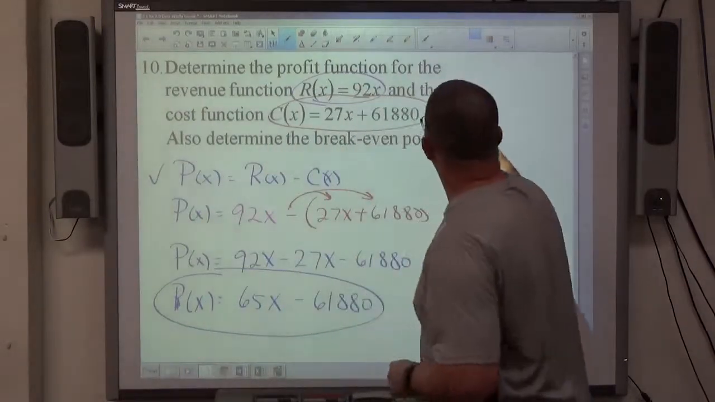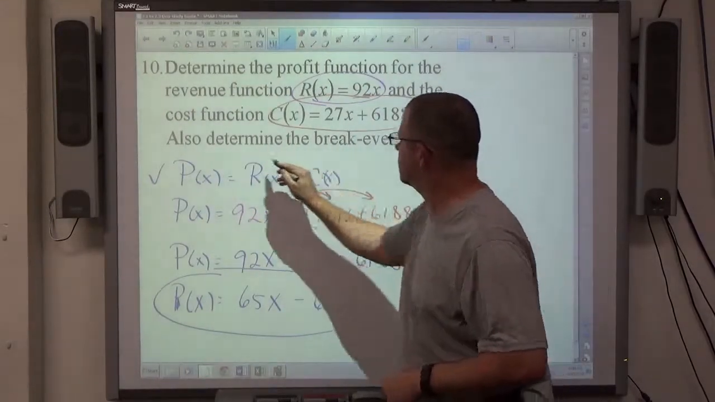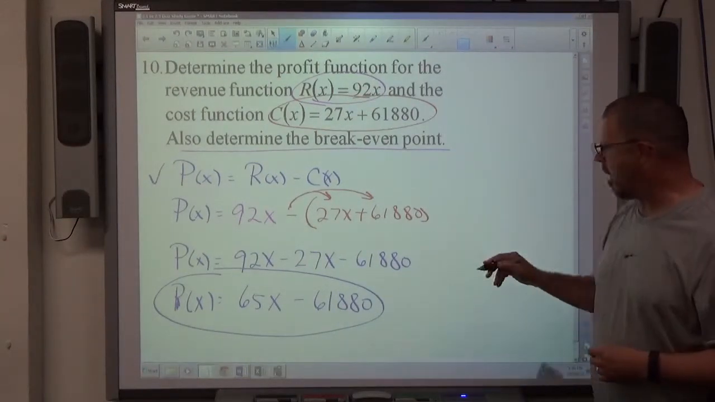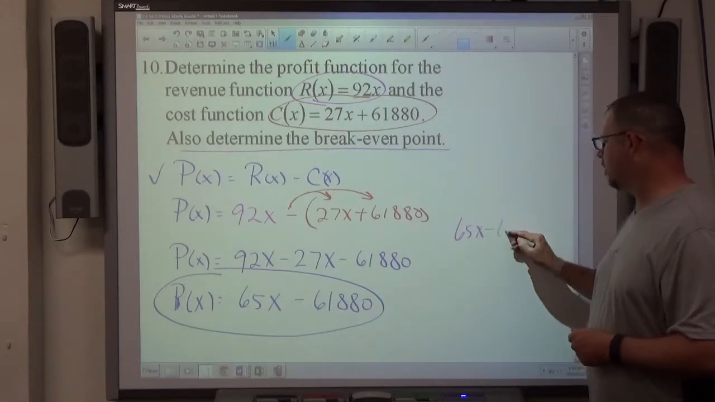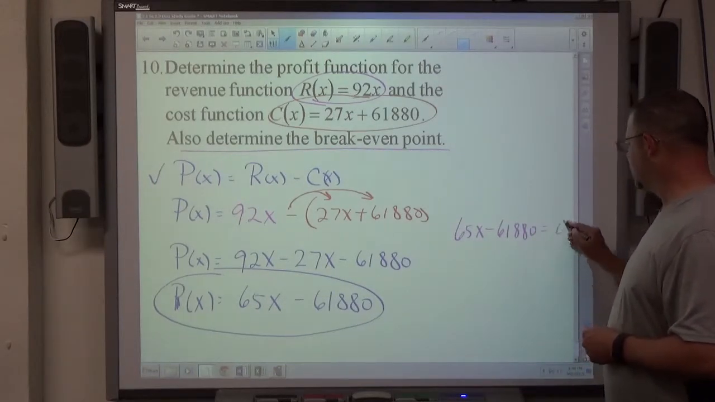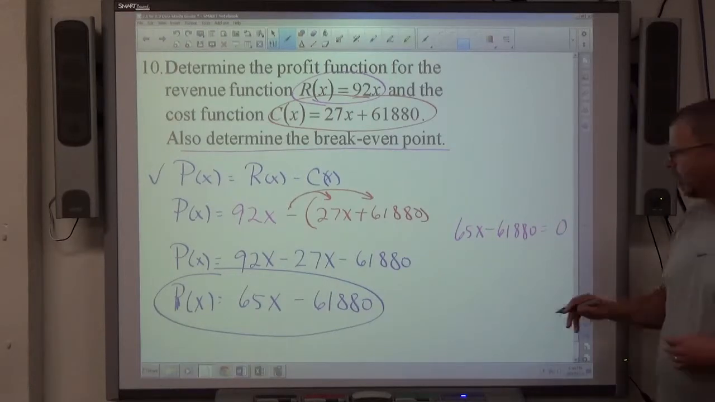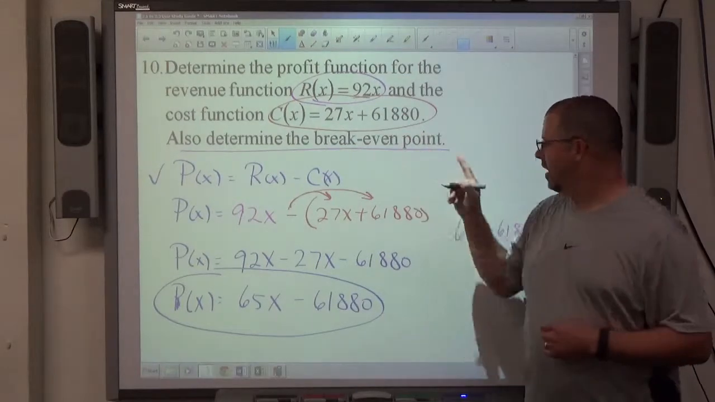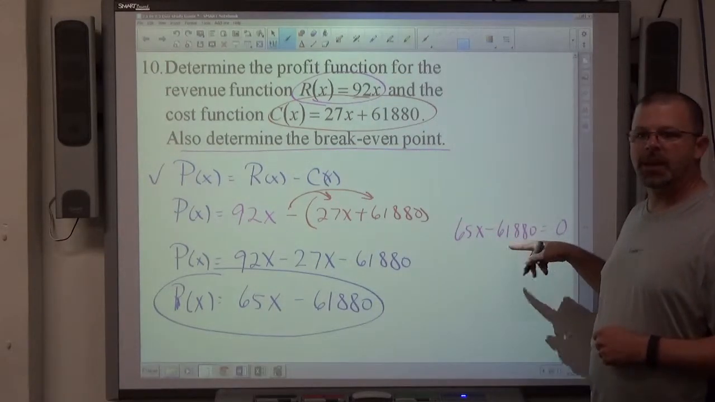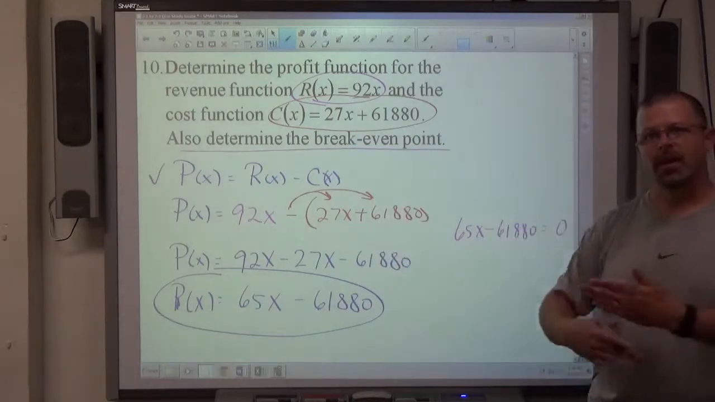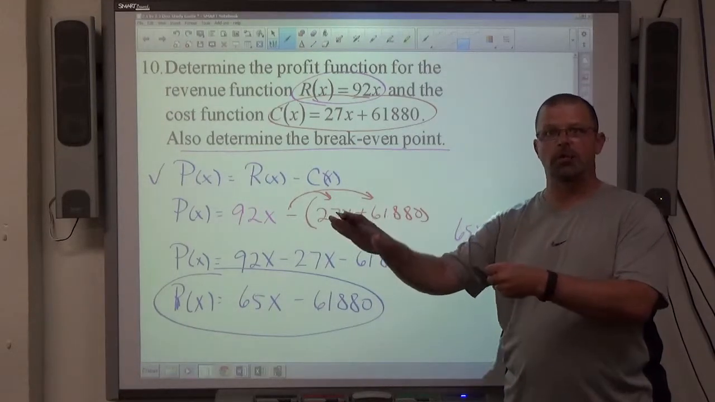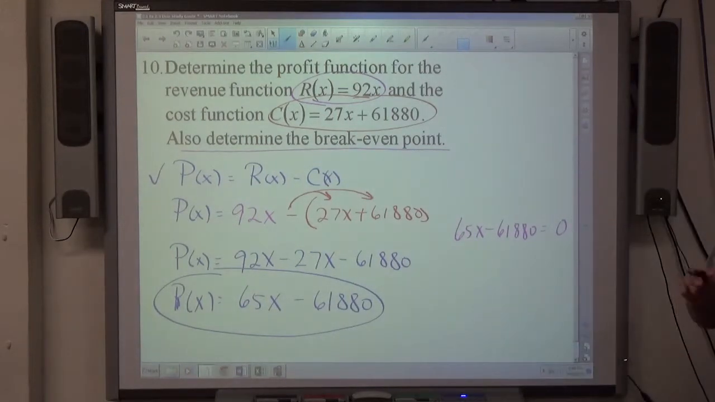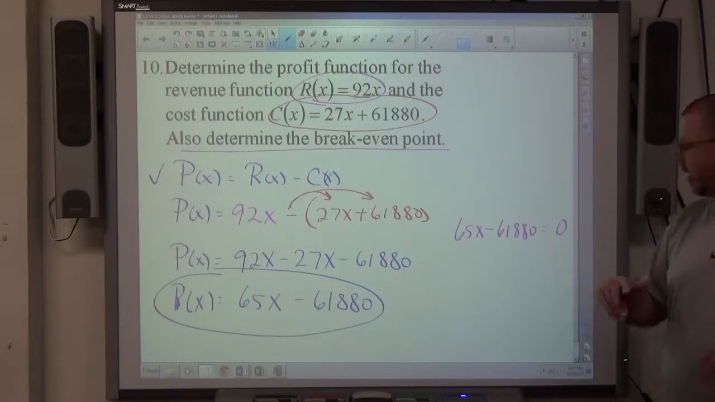The second part of the problem asks us for a break-even point. Break-even's where profit equals 0. So all I'm asked to do is take my profit function, which is 65x minus 61,880, set it equal to 0, and figure out what value of x makes it equal 0. If x equaled 0, meaning I don't make anything, I end up with a profit of negative 61,880. That means I owe that much money. That's not good. So getting to a profit of 0 means that I don't owe any money, and after that, everything I make is going to be making money. So that's kind of what break-even is for. How many things do I have to make before I start making money? That's why we find this.